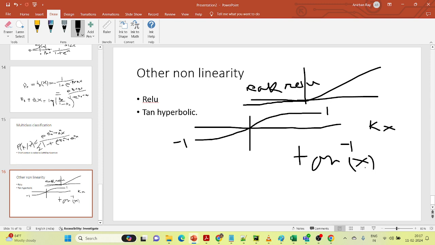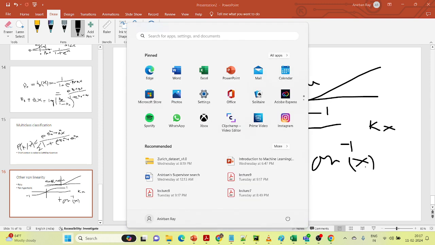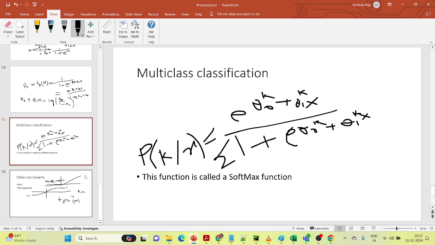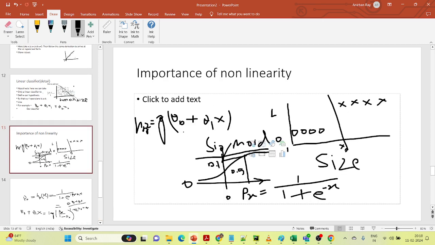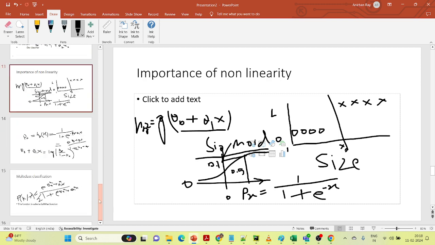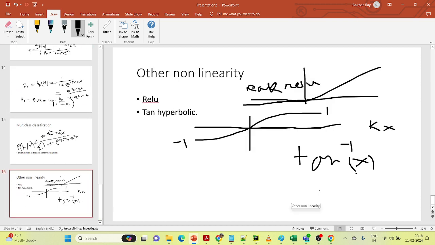In place of x, there will be this linear combination. This tan hyperbolic is very popular. Means ReLU is more popular in neural networks, and tan hyperbolic is also used.